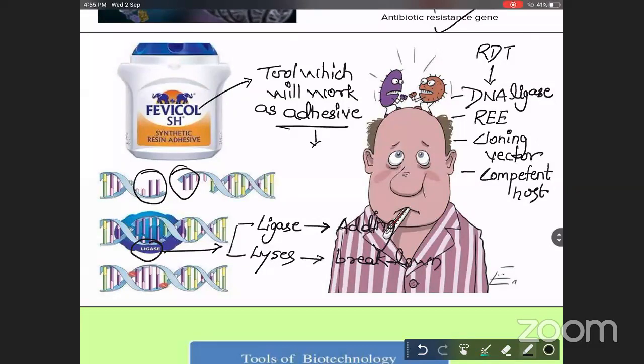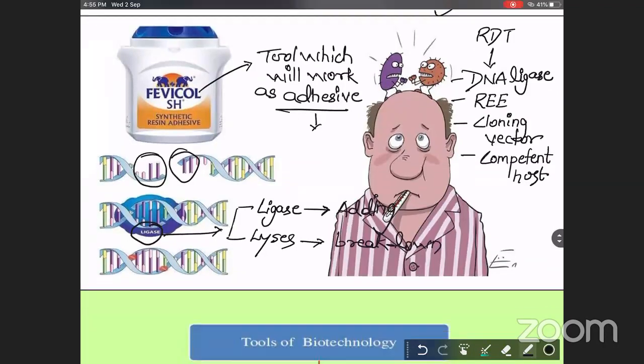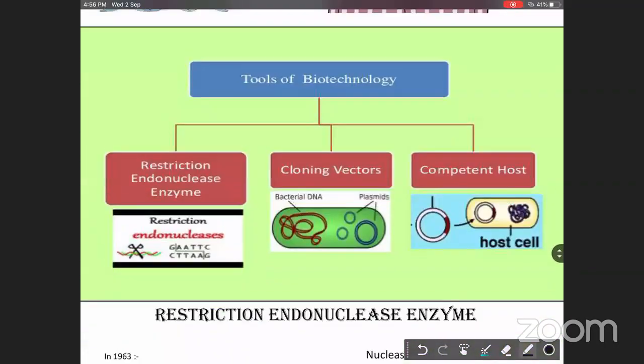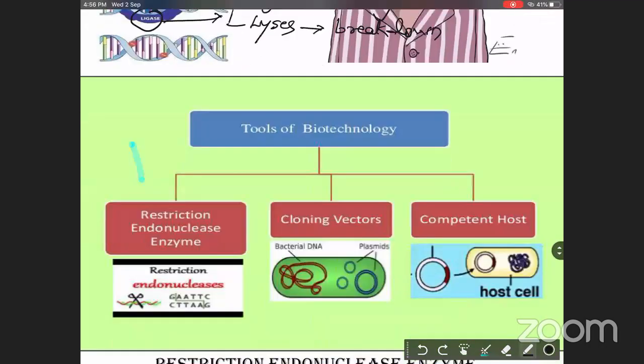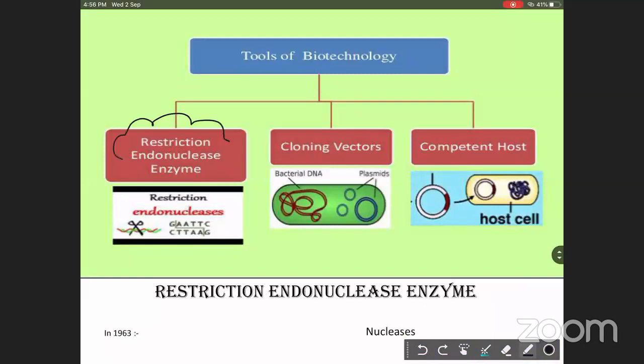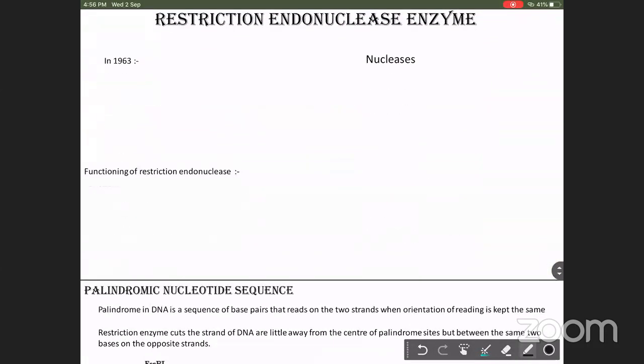So today we are only going to talk about the first tool of biotechnology, that is called the restriction endonuclease. In the next lecture we are going to see the cloning vector and competent host. Today we will just go through the restriction endonuclease, REE.